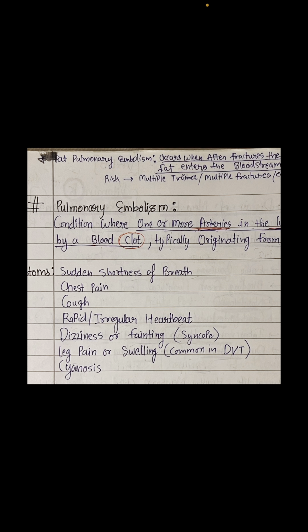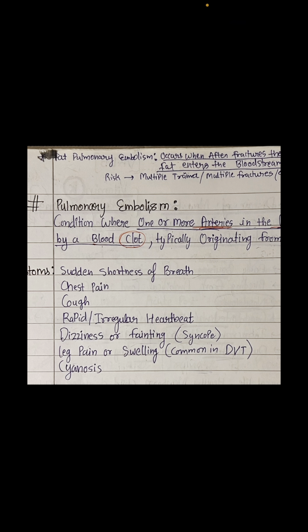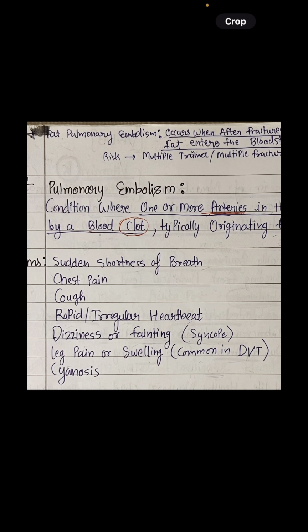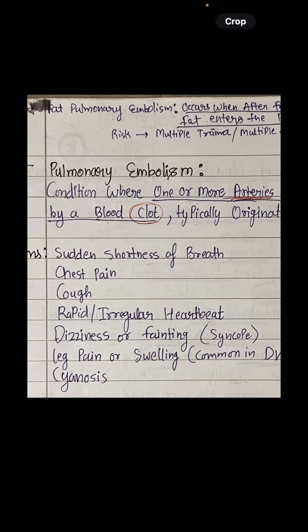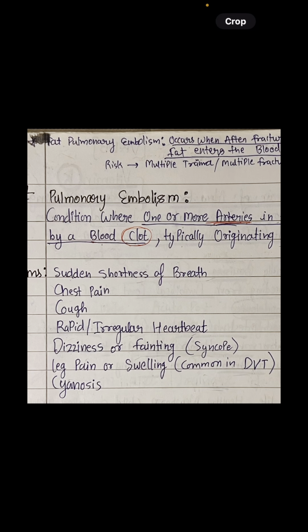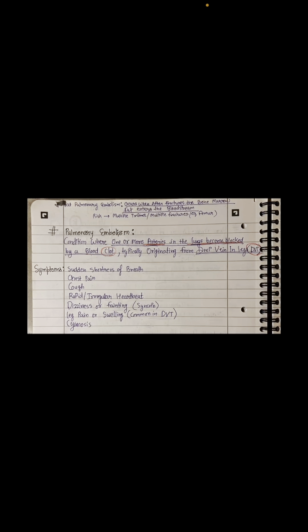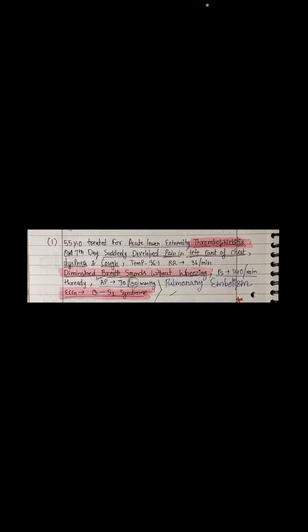The pulmonary and heart systems are connected, so we'll see heart symptoms as well: dizziness or fainting because of the blocked blood supply to the pulmonary arteries and hence to the body, leg pain or swelling which is common in DVT, and cyanosis. Let's see the question for better understanding.